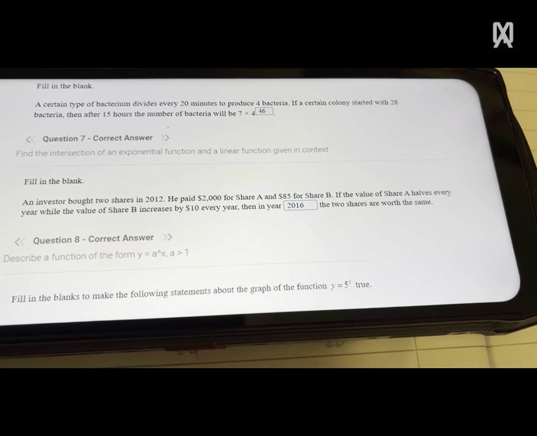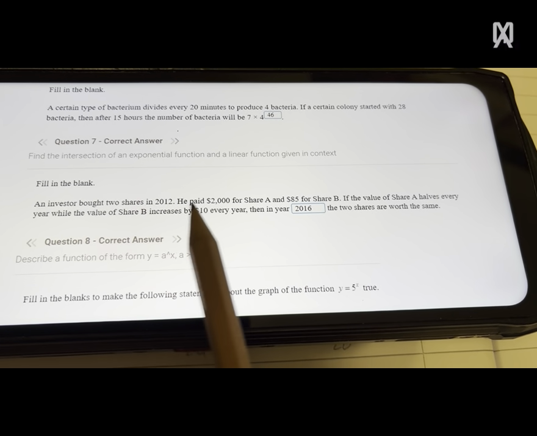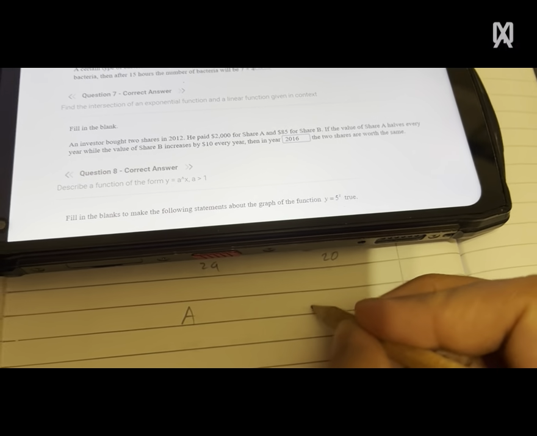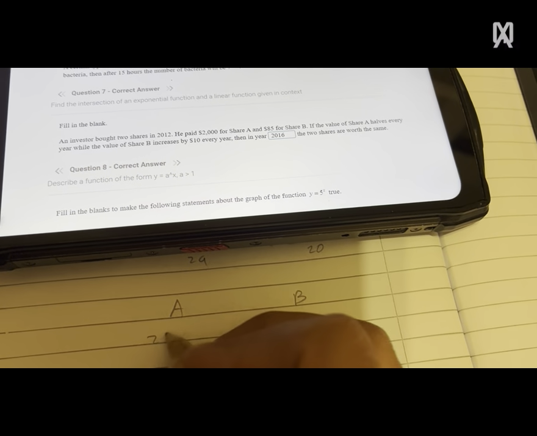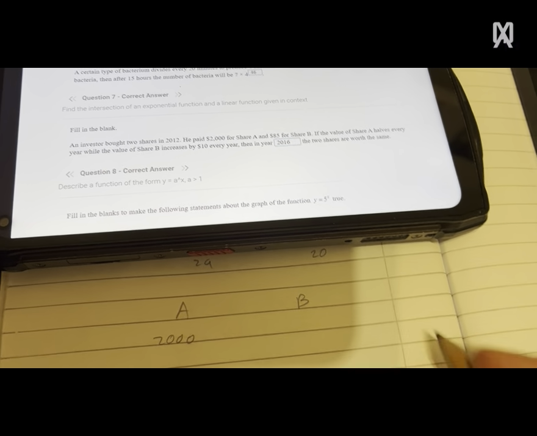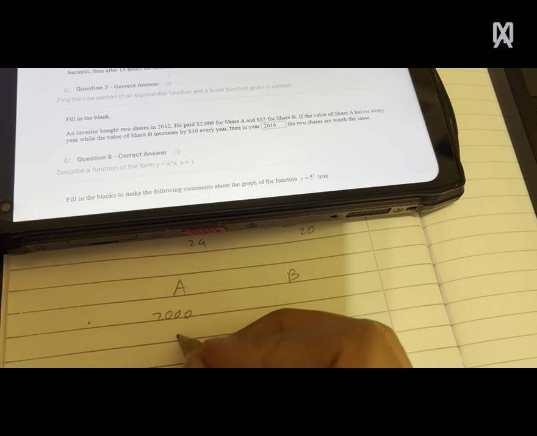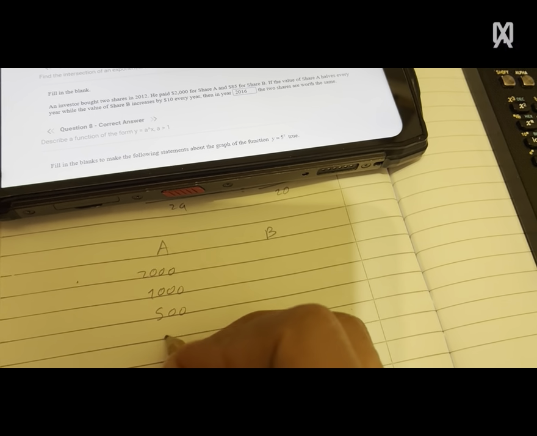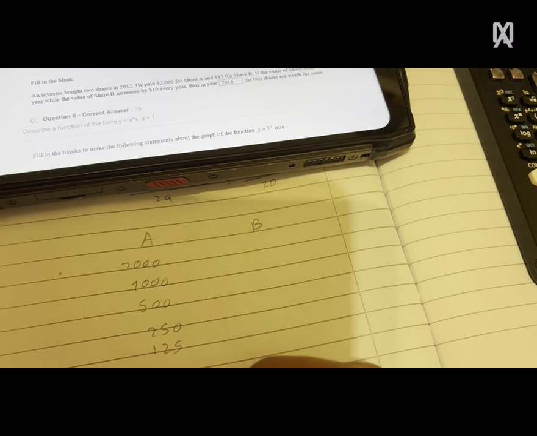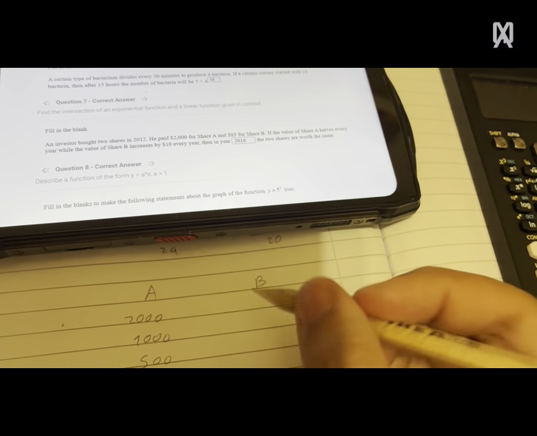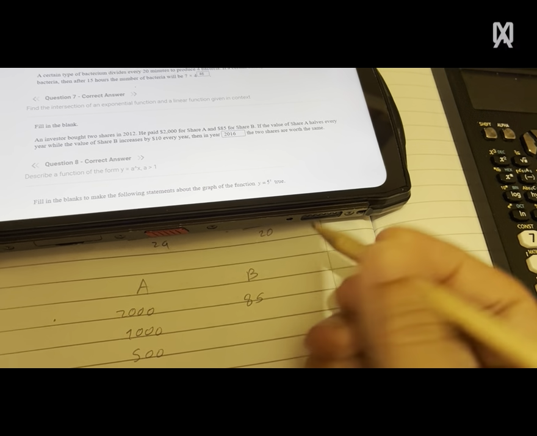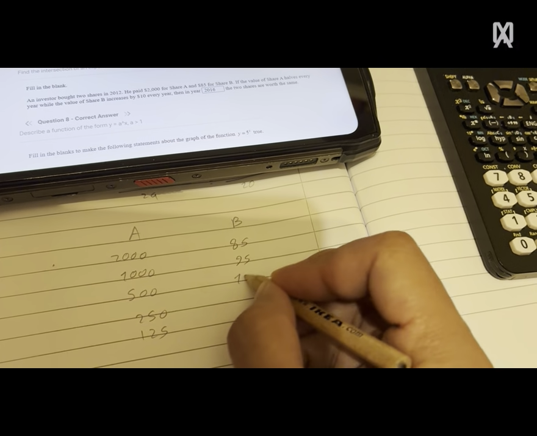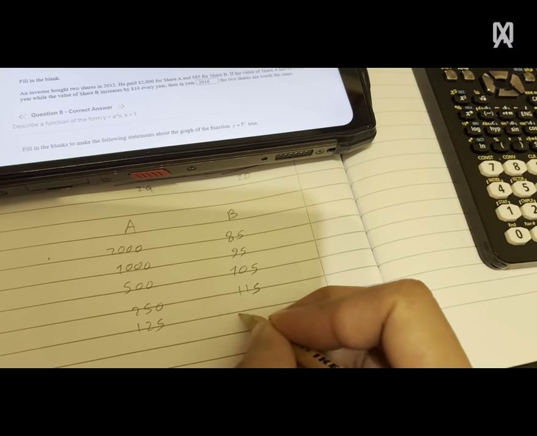Question 7, I believe it is repeated. An investor bought 2 shares in 2012. He paid 2,000 for share A. So this is share A, this is share B. Share A, he bought it for 2,000, and every year it halves. So the first year it is 2,000, then it will become 1,000, then 500, then 250, then 125, and so on. The second share, he bought it for 85, and every year it is increasing by 10. So the second year 95, third year it's 105, 115, 125.